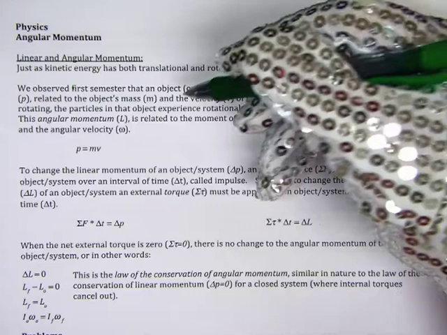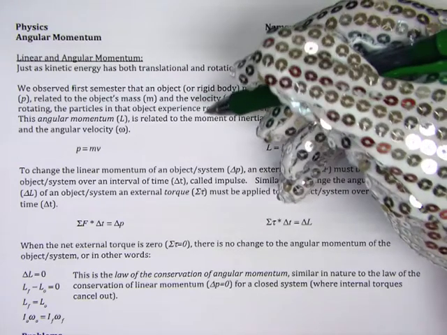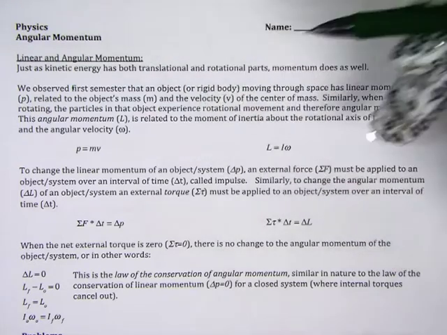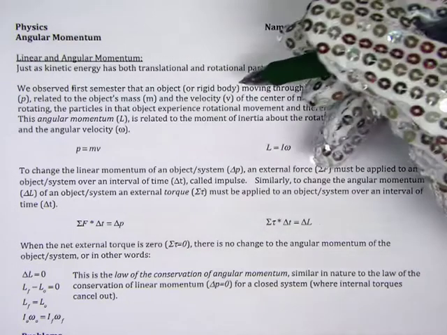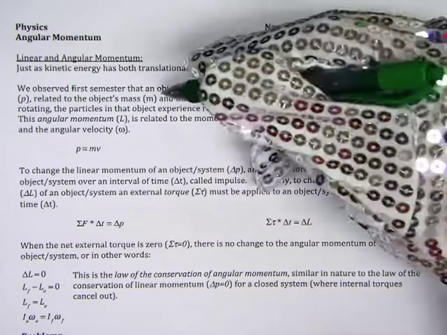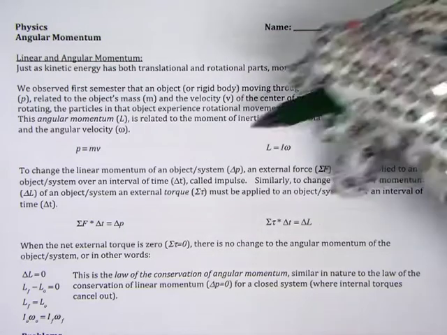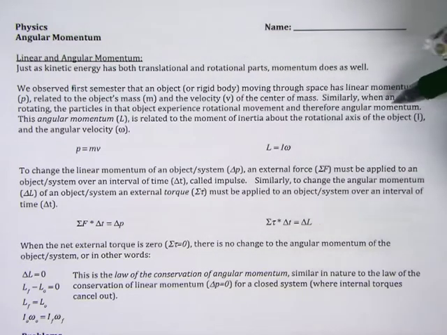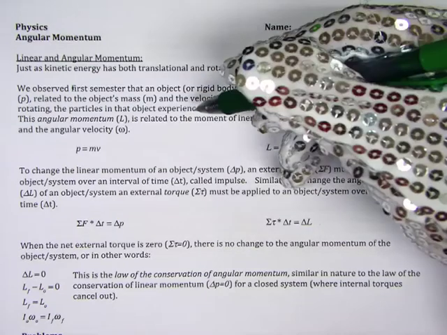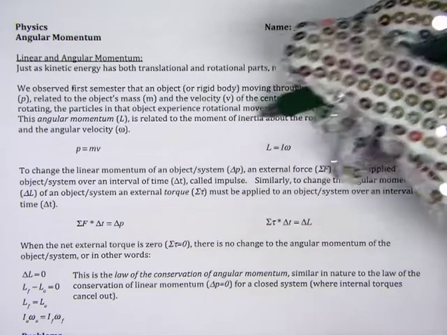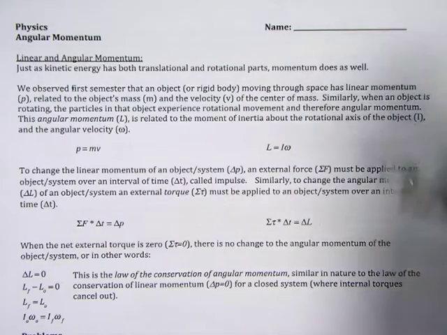So if you think about some of the things we've studied in rotation so far, they've all been congruent to linear quantities. So earlier this year we studied linear momentum, and that is the quantity of the mass times velocity of the center of mass of a rigid body moving through space. Now, when we have an object that's rotating about some axis, those particles are also experiencing rotational movement and therefore what we call angular momentum.